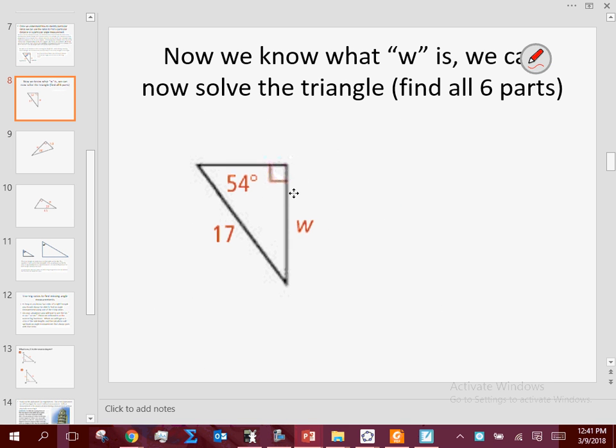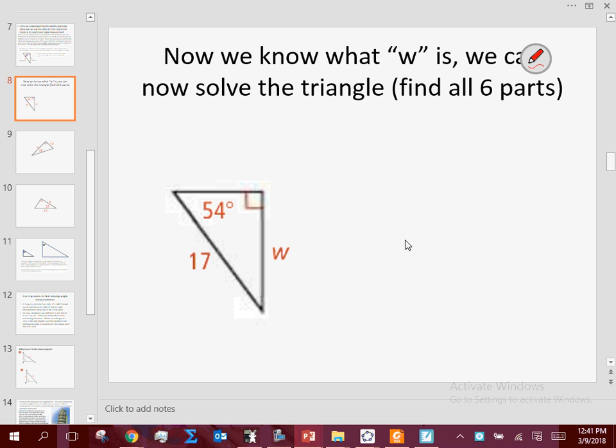In this one, it says solve the triangle. Whenever you see that phrase, solve the triangle, it means find all 6 parts. Right now we only know really 3 parts. We know the right triangle, so we got the right angle, we got 54. We should know the other angle is 36, right? We know the hypotenuse is 17. We should be able to find W. We should be able to find the other leg that we don't have any markings up there for right now. And that will solve the triangle, okay?